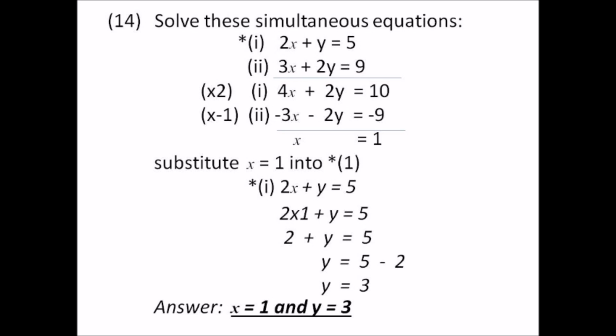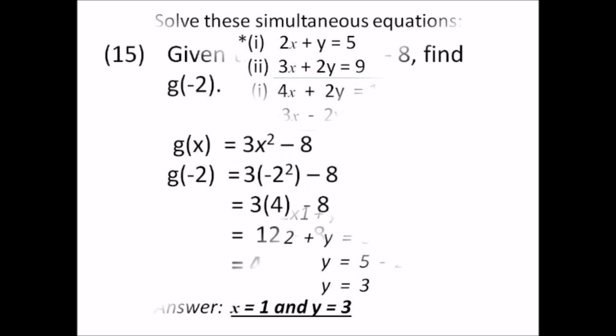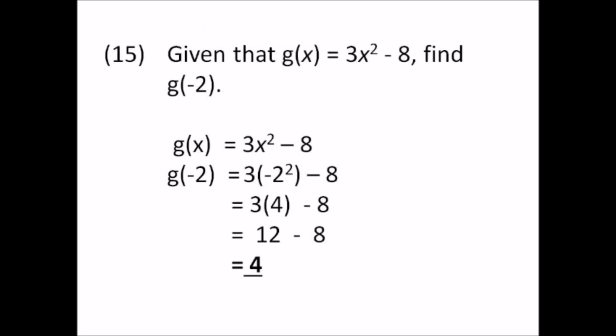And we move on to number 15. This is a function, and the final answer was 4. Hope you got 4 as the answer. All you had to do was substitute negative 2 into the expression 3x squared minus 8. So if x is negative 2, negative 2 times negative 2 is positive 4, 4 times 3 is 12. 12 take away 8 is 4. That would be your answer for that function. That was straightforward. Just put your values into the expression.